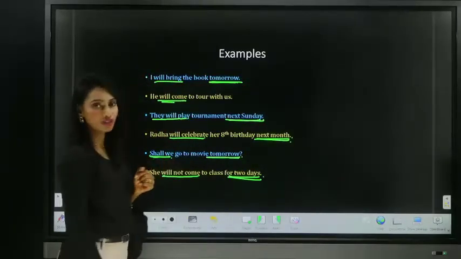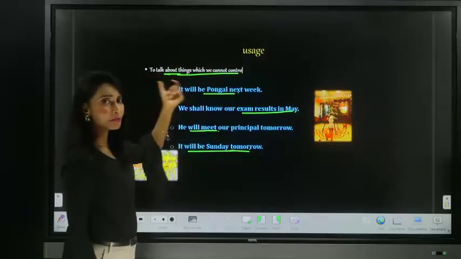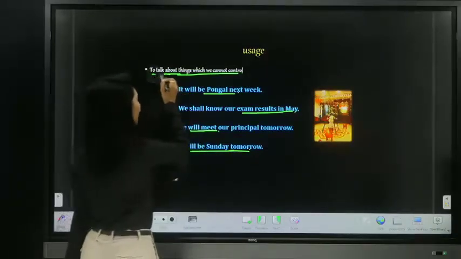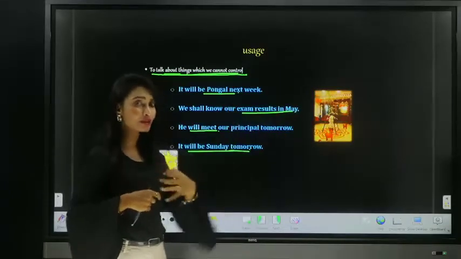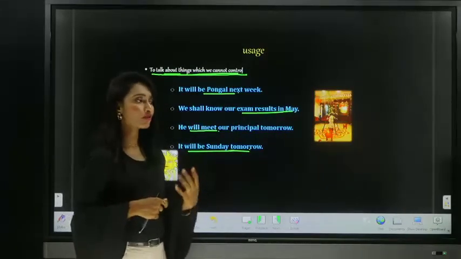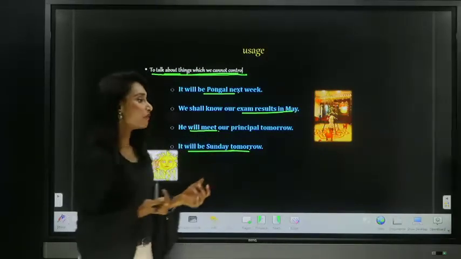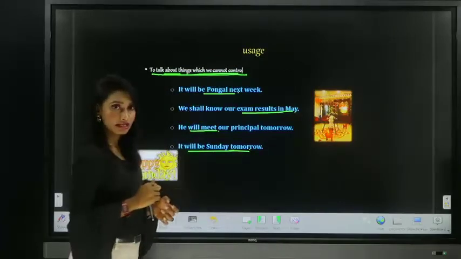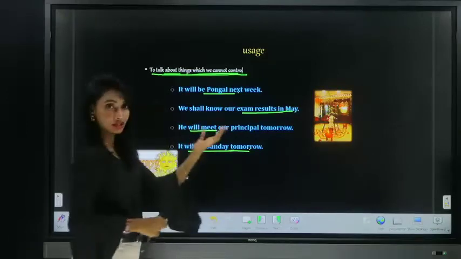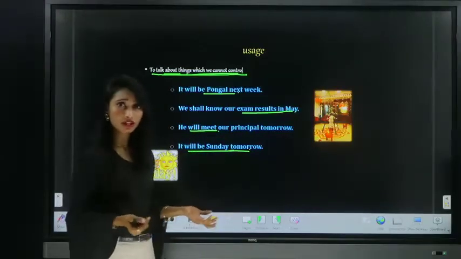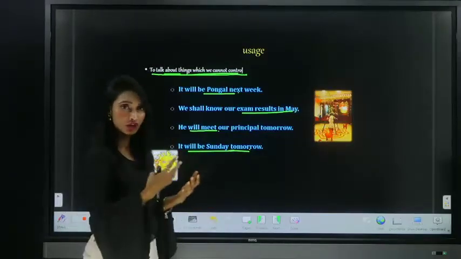Now, let's move on to the usage. So, the first usage is we use simple future to denote an action which we cannot control, a future event which cannot be controlled now. Such future actions which are not in our hands will be represented in future tense. For example, it will be Pongal next week. Can you control that? No. We cannot control that. Next week it will be Pongal. We cannot make it next month. That is future, but we cannot control it.